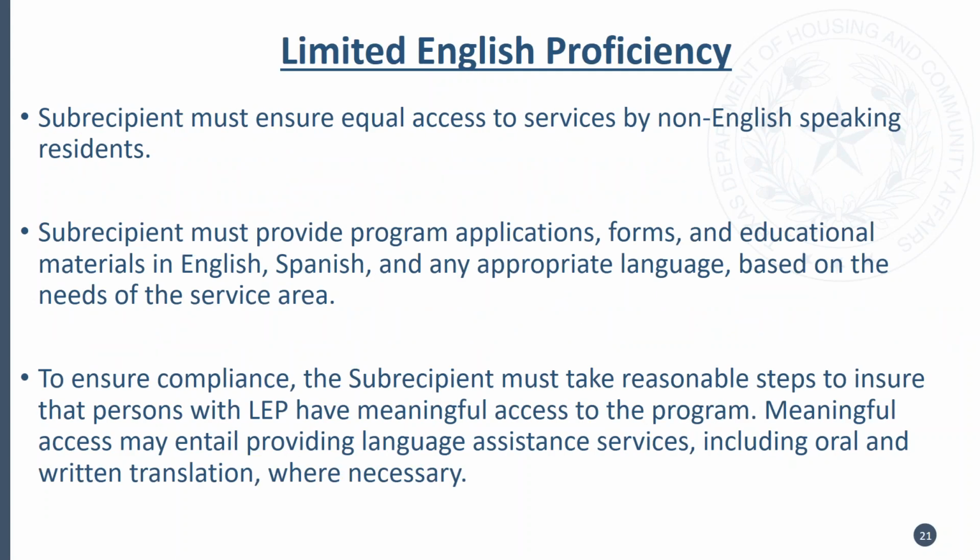Limited English proficiency. The subrecipients must ensure equal access to services by non-English speaking residents. You must be prepared to provide program applications, forms, educational materials in English, Spanish, and any appropriate language based on the needs of your service area. To ensure compliance, subrecipient must take reasonable steps to ensure that persons with limited English proficiency have meaningful access to the program. And that includes services and oral and written translation when necessary. We know there's lots of diverse areas in Houston and San Antonio, so be sure to pay attention to this section of the contract.